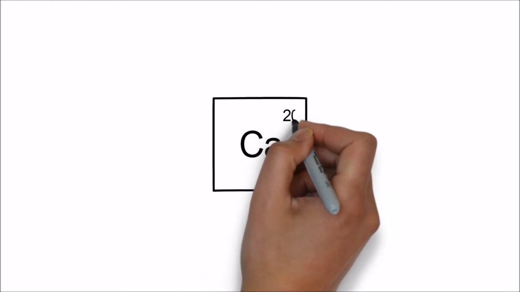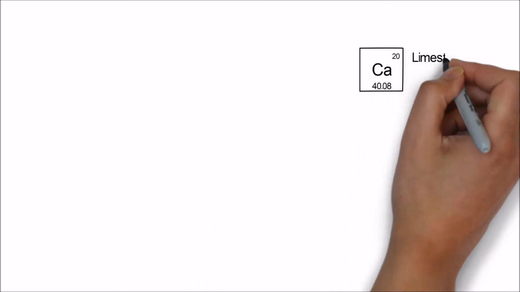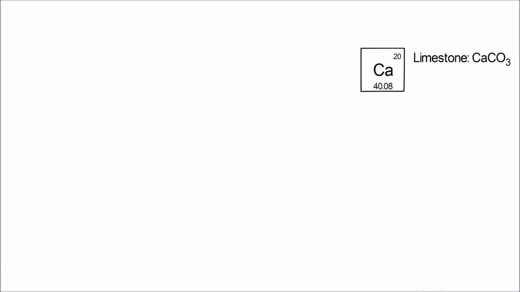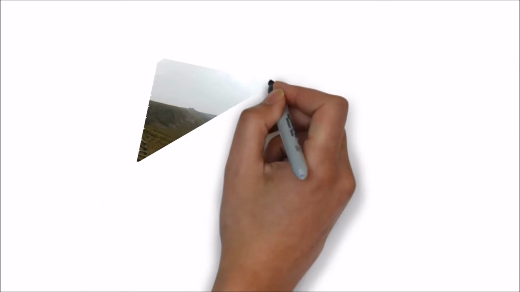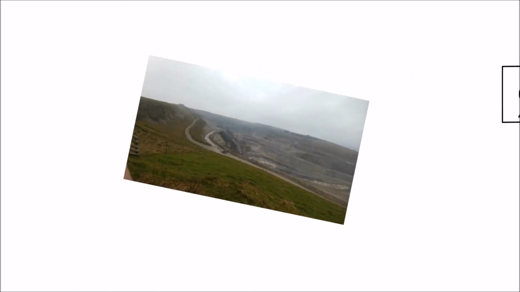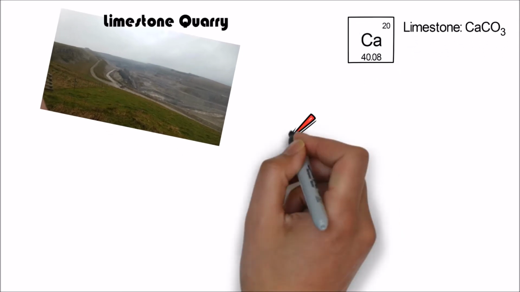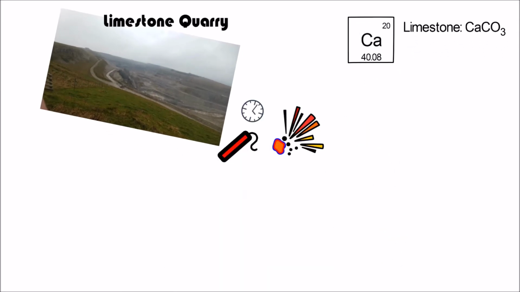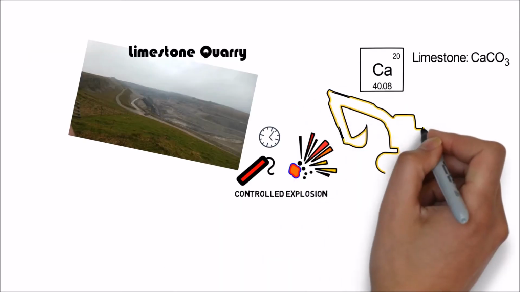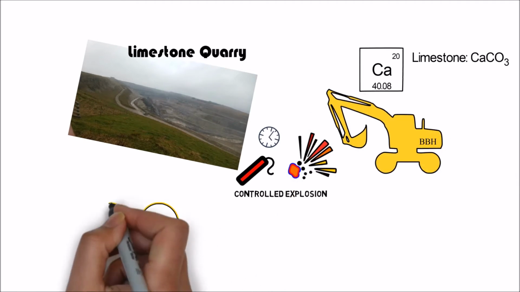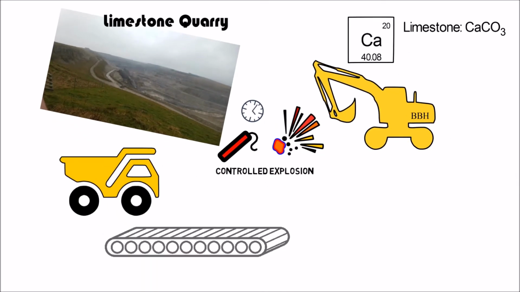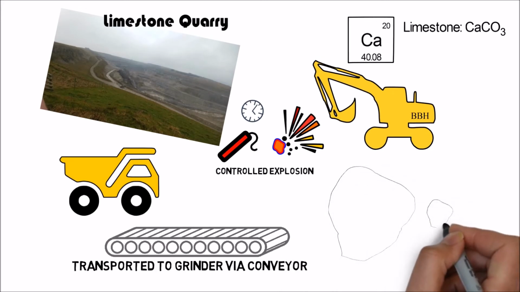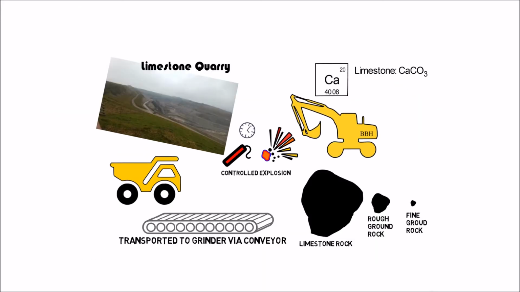The main ingredient in cement is calcium, which is usually sourced from limestone. Fortunately, 10% of our planet's sedimentary rock is limestone. This limestone is excavated from quarries via drilling, controlled explosions, and the use of heavy earth-moving equipment. Said rock is then transported via trucks and/or conveyors to the grinder. Grinding usually occurs in more than one stage until the rock is fine ground.